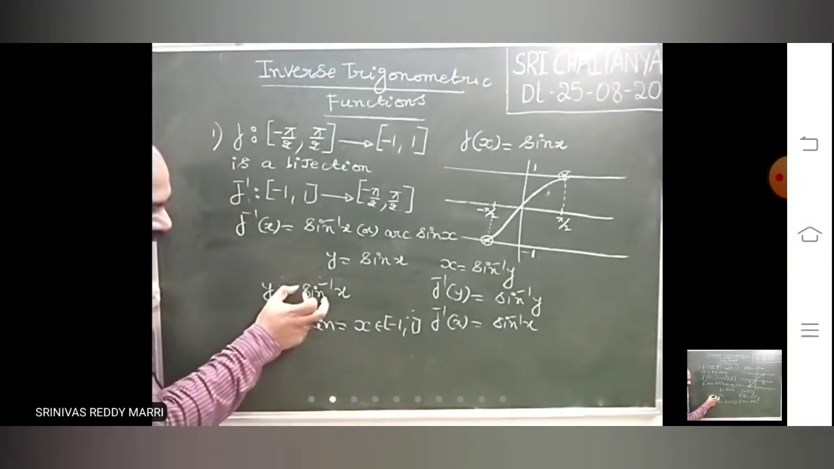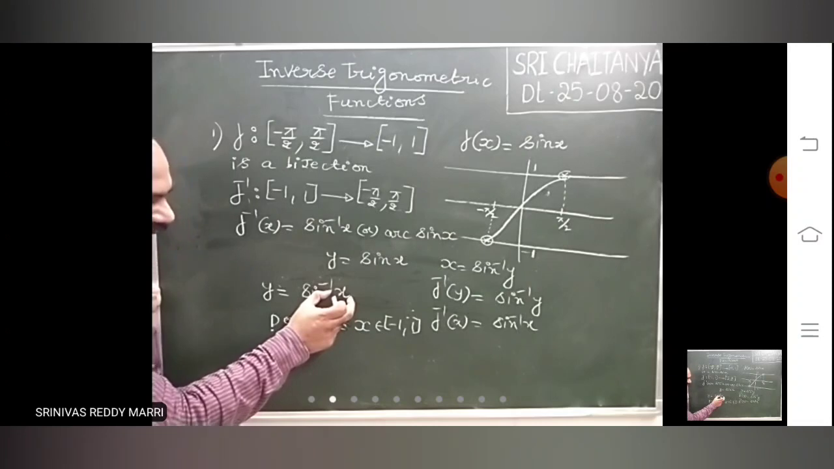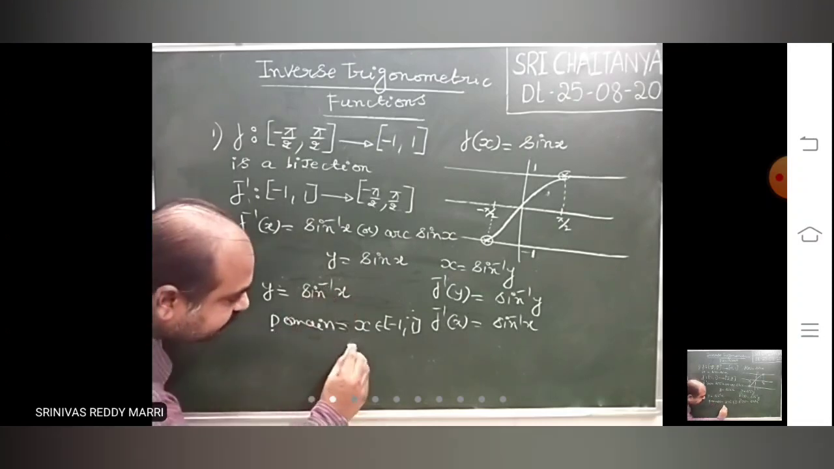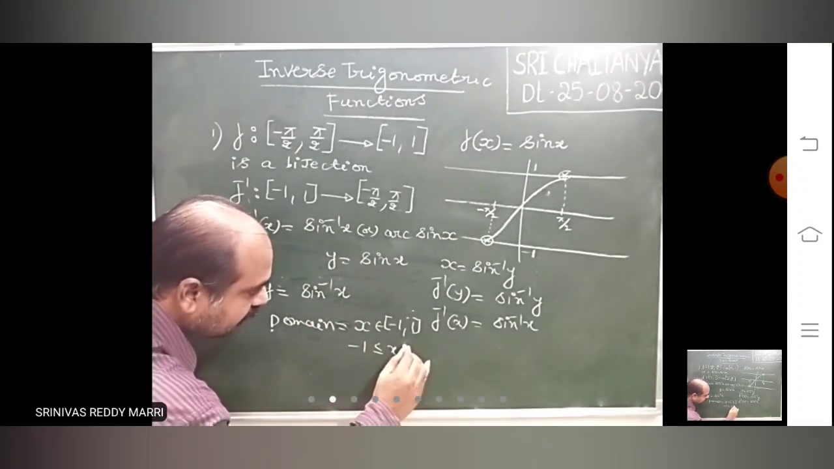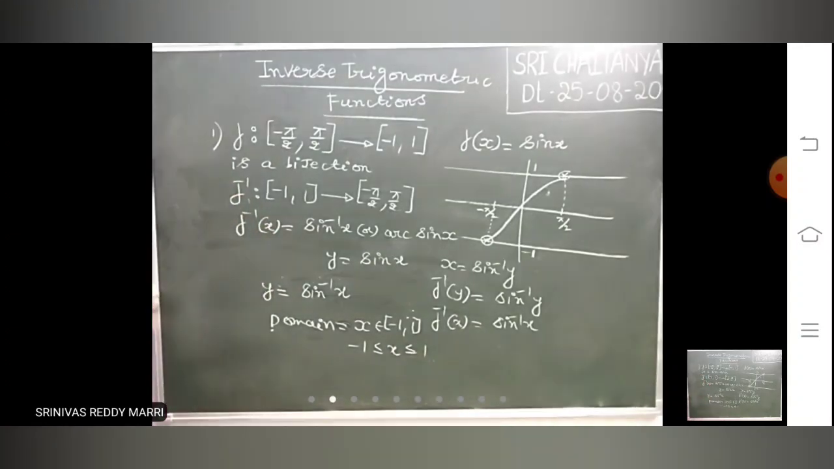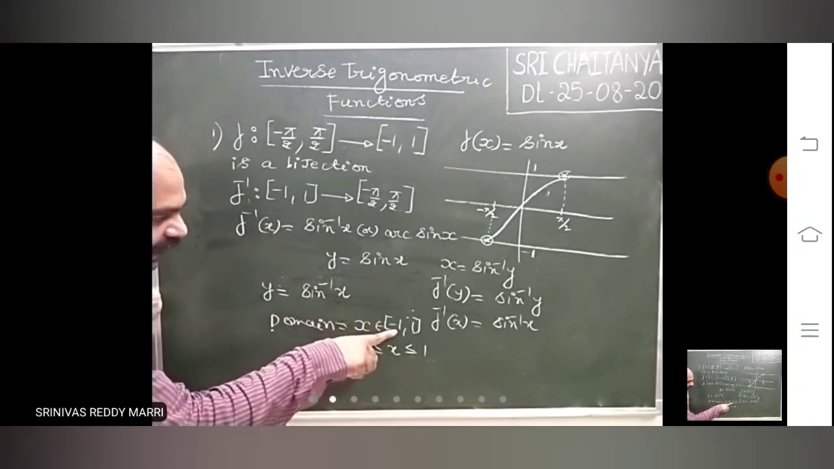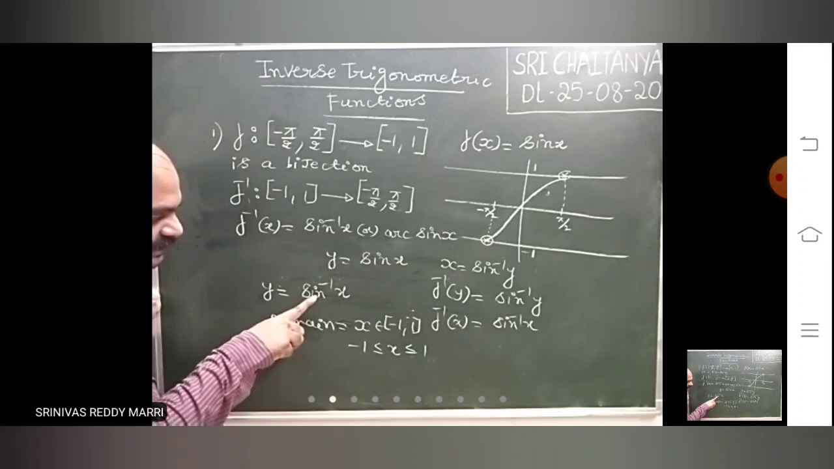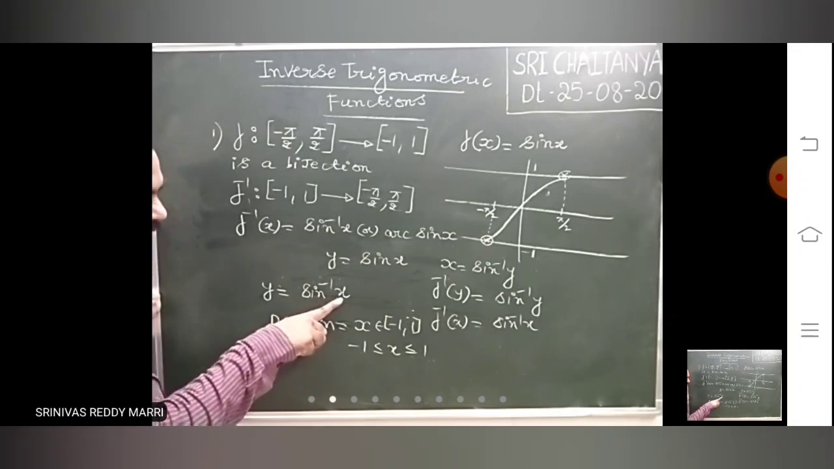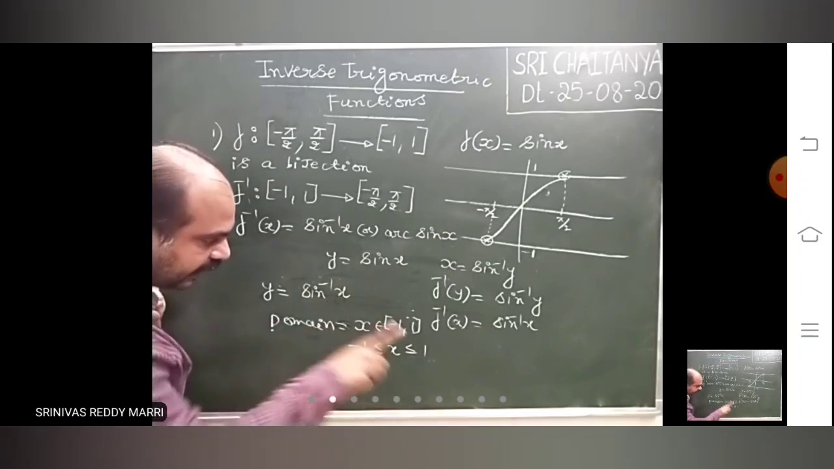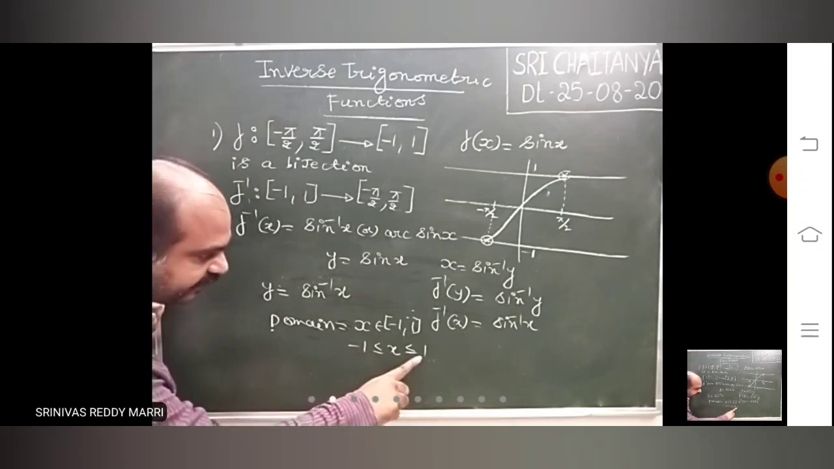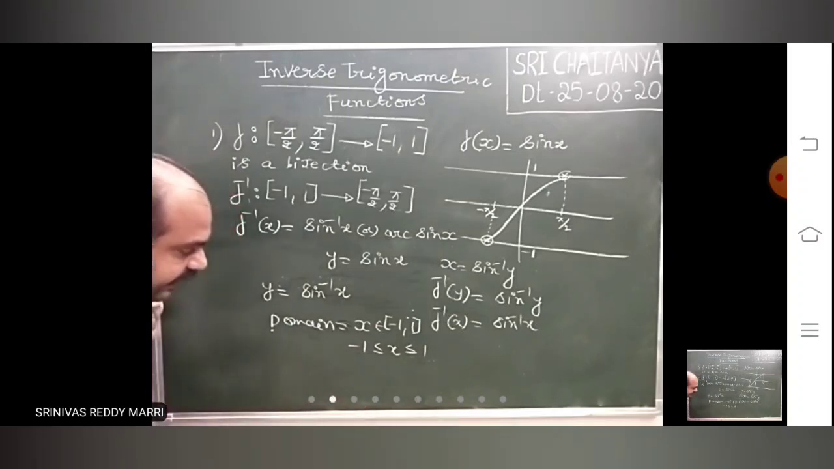The domain of this function, sine inverse, is between minus 1 and 1. For this inverse function, the domain is x only. It will lie in the interval minus 1 to 1. That means whenever a sine inverse function is given, whatever function is inside, you write the rule minus 1 to 1. For these x values only it will be defined.